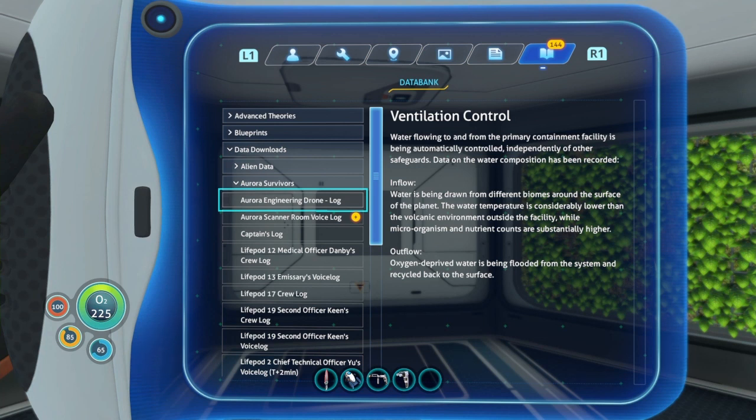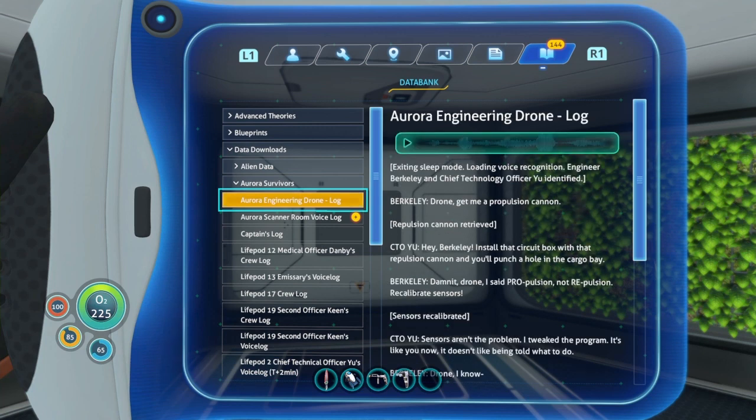Which, by the way, our character is named Riley. I can't remember the last name. Moving along. Aurora engineering drone log. And we could even just play this. I don't know which one this one is. So, yeah, let's... Exiting sleep mode.